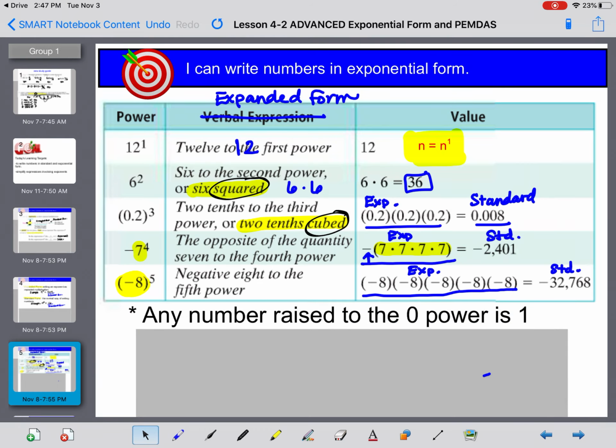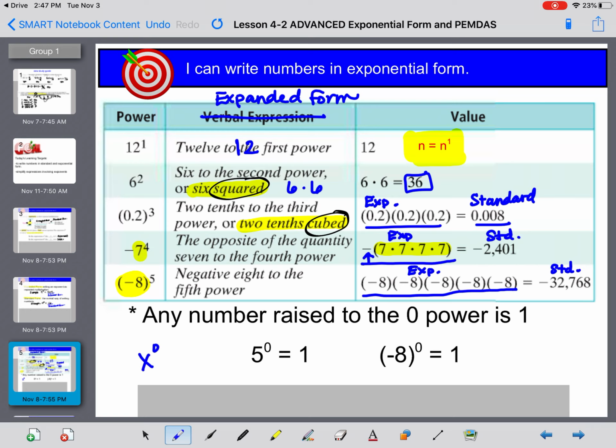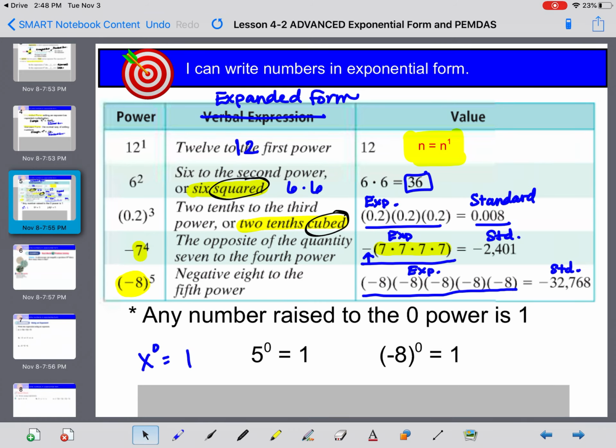Couple notes. Any number raised to the 0 power is 1. And we're going to talk more about why that is, but for right now, let's just put this down. So 5 to the 0 power is 1. Negative 8 to the 0 power is 1. X to the 0 power is 1. It does not matter what the number is. If it's raised to the 0 power, it equals 1. Make sure you've taken good notes on that, and let's go on and do some practice problems.